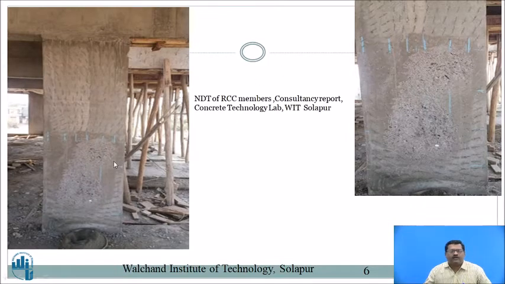Now, this is non-destructive testing of one of the columns in the apartment buildings. If you observe this one, the dust particles are accumulated here, and whenever de-shuttering is done, this much patch is removed as the shuttering was removed, and that was tested with non-destructive testing to see what the issue was there. You can see in this enlarged photograph also.